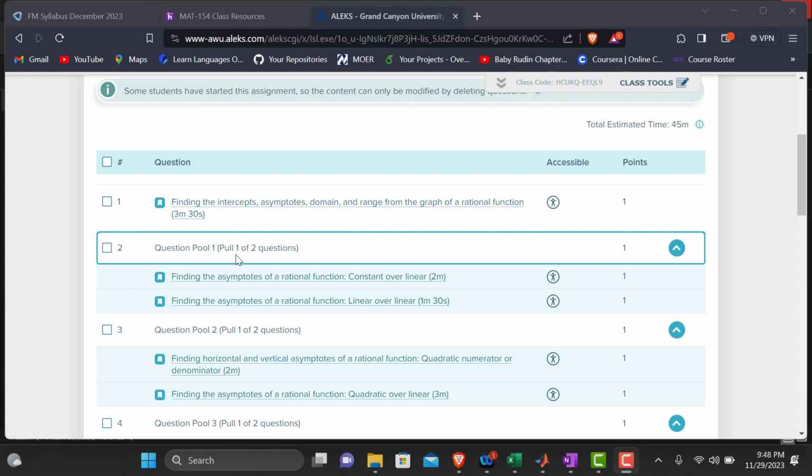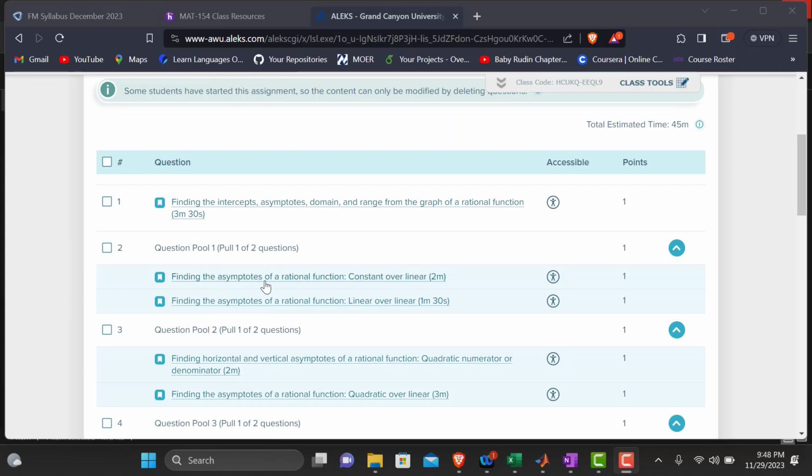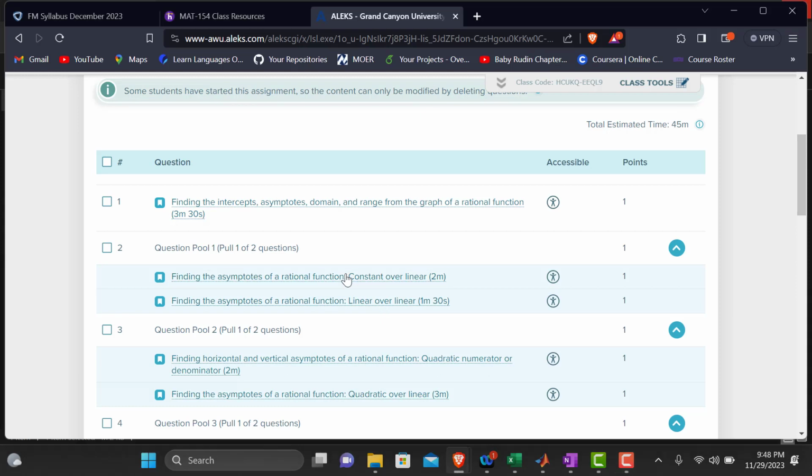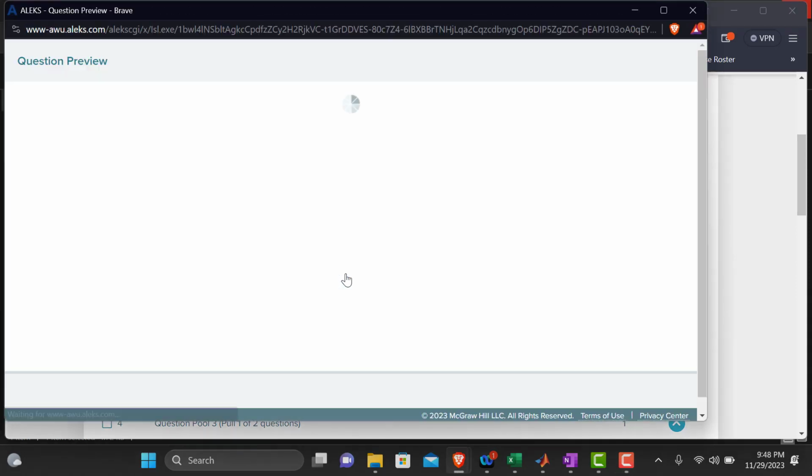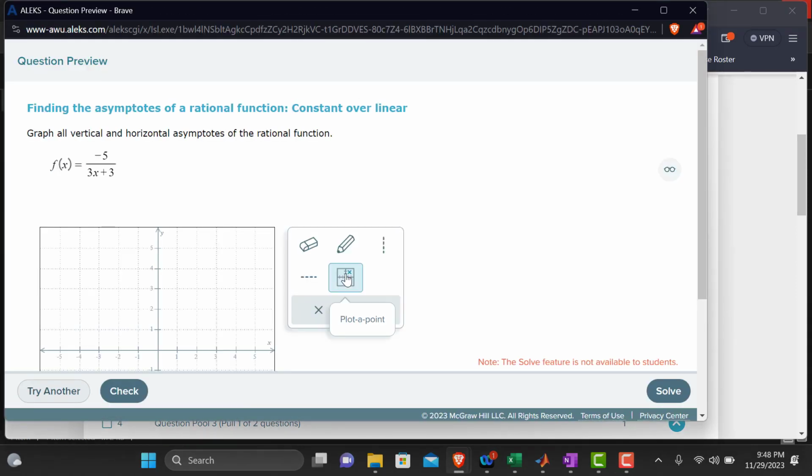Okay, problem number 2. There is finding the asymptote of a rational function where it says constant over linear, and then there's one where it says finding the asymptotes of a rational function linear over linear. We'll do both. Maybe we'll only get through 6 problems. Let's see. Now both of these come down to the same thing.